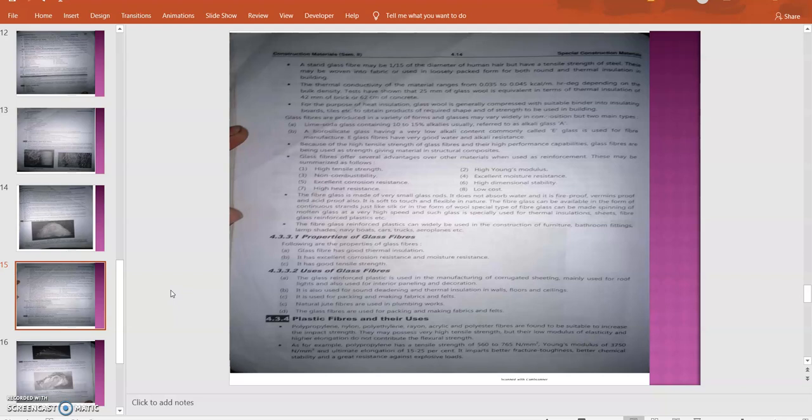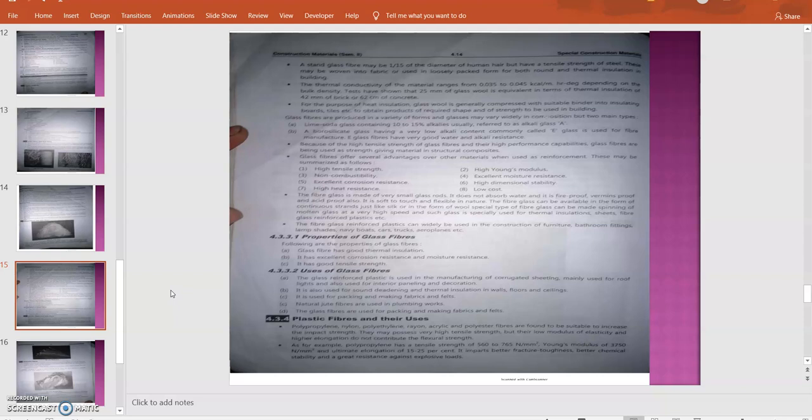However, depending upon the bulk density, tests have shown that 25 mm of glass wool is equivalent in terms of thermal insulation to 42 bricks. So these are the properties due to which glass fiber can be utilized. It has good thermal insulation, excellent corrosion resistance and moisture resistance, and good tensile strength.